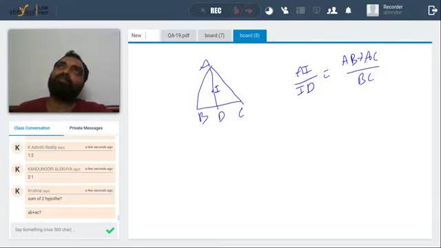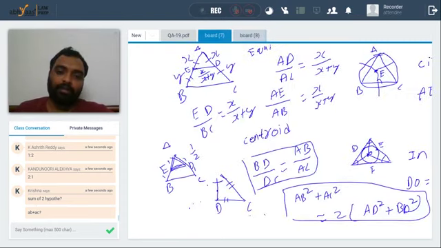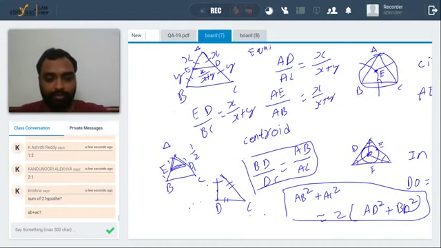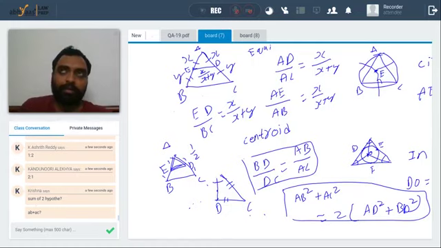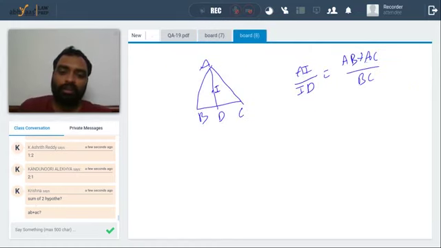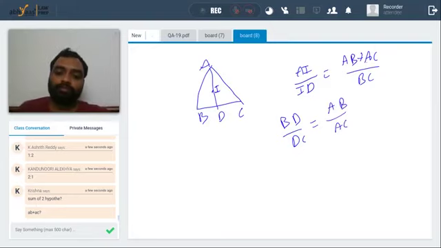For instance, is any other ratio there for the incentive? Let me think, am I missing anything? Look at this one. Yeah, one more. This one also. This one is obvious, from here only you get it. PD by DC is equal to AB by AC. Actually, from the derivation you can see that you can get the incentive also. Please note this one.